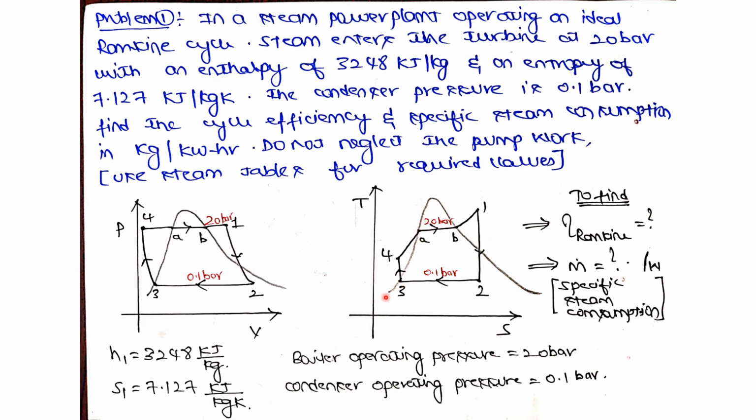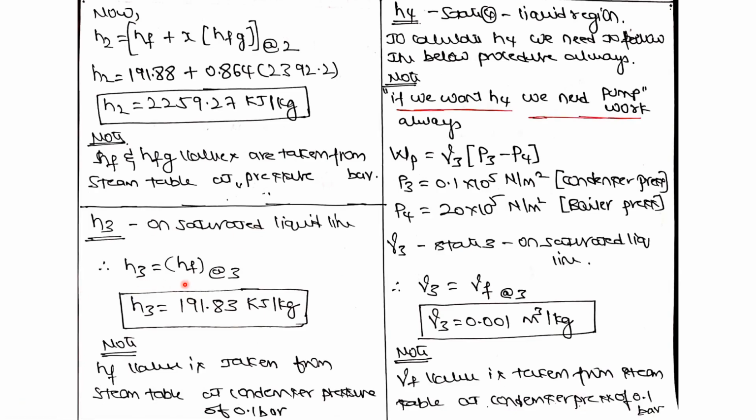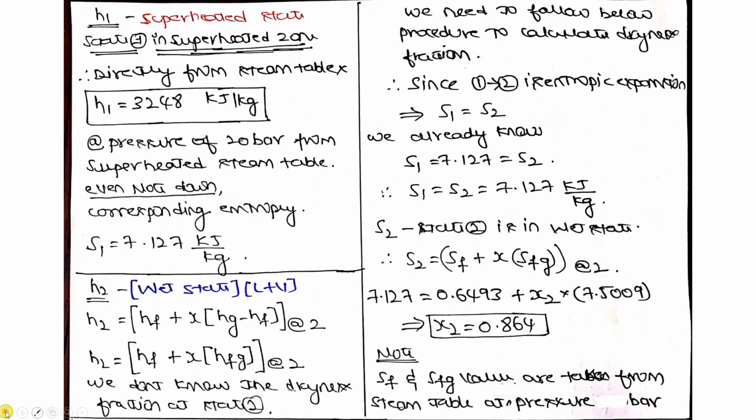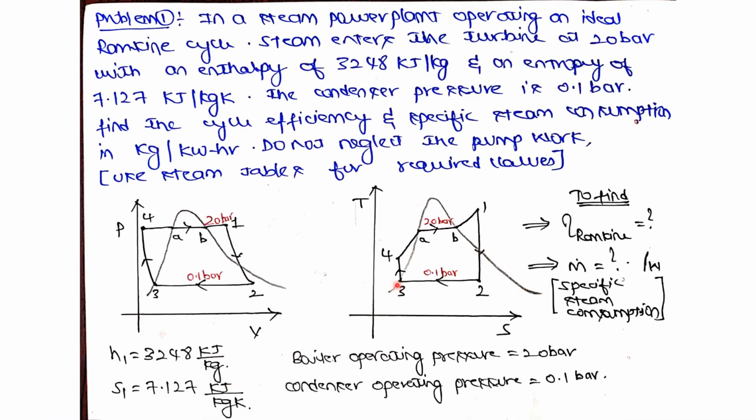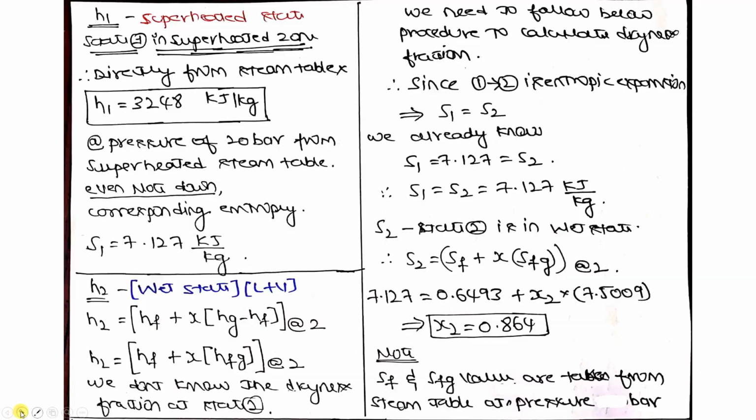Now how do you calculate Hf at state 3? First go for the pressure. State 3, what is the pressure? 0.1 bar, which is the condenser pressure. At condenser pressure of 0.1 bar, the Hf value is 191.83. So that will be your H3. H3 is nothing but Hf at state 3 because it is on the saturated liquid line. So that Hf value is directly your H3 value, which I have just put down in a box.